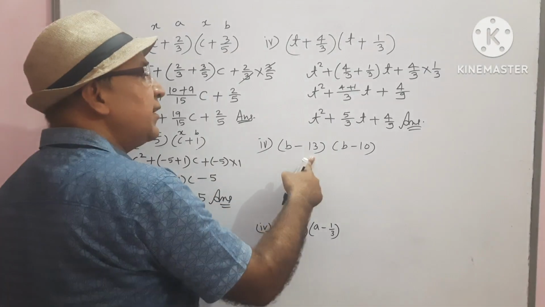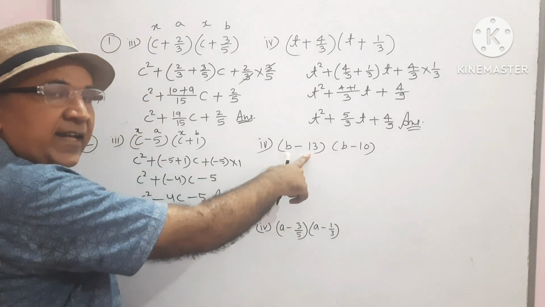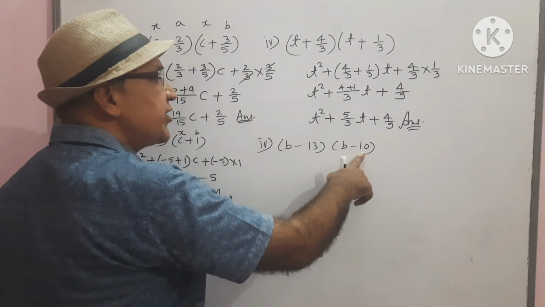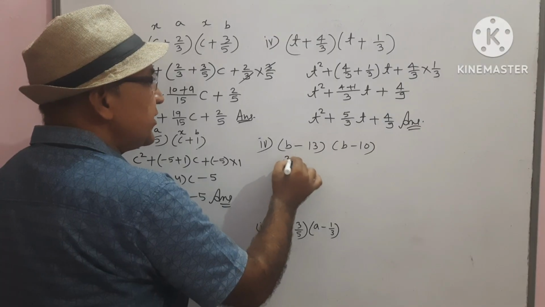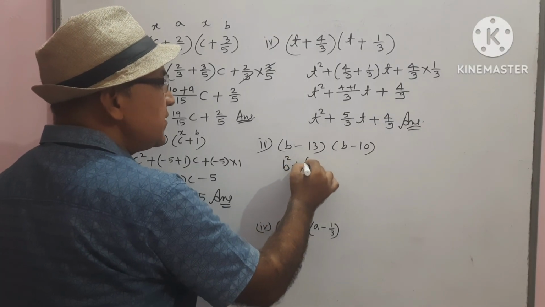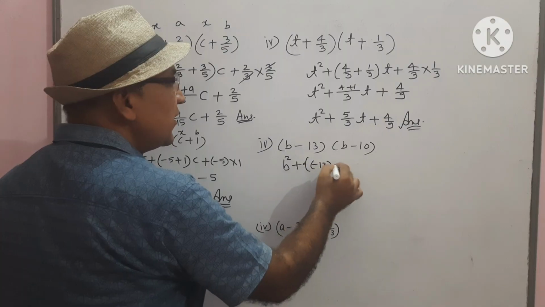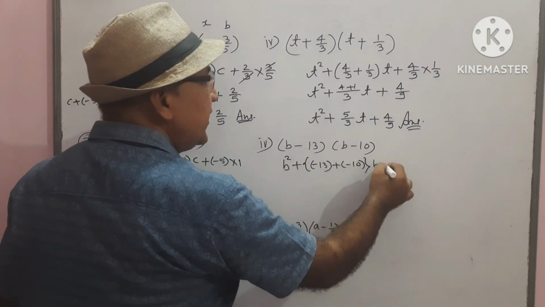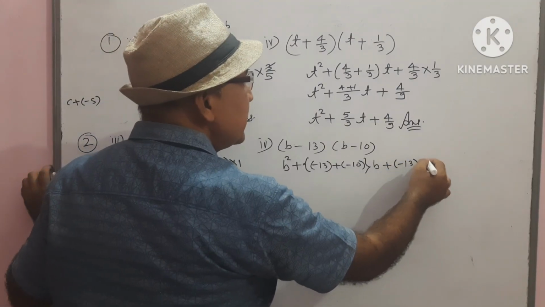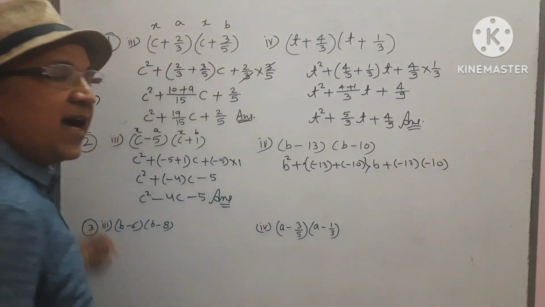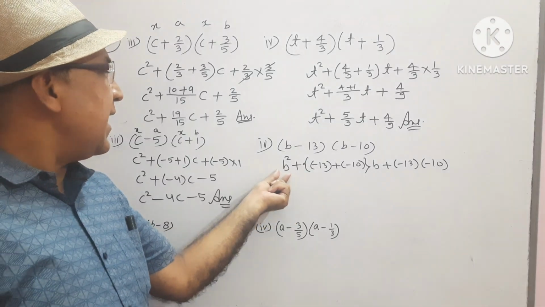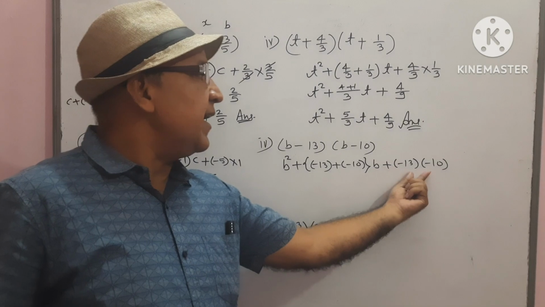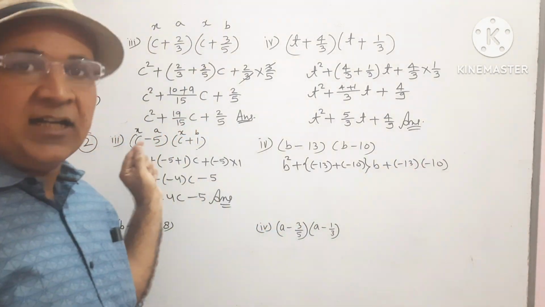Same we are going to do here also. At the place of A there is minus 13. At the place of B there is minus 10. So according to the identity, B square plus minus 13 is added with minus 10. Then B plus minus 13 is multiplied by minus 10. See the identity. X square plus A plus B into X plus A into B. That identity I have used here.